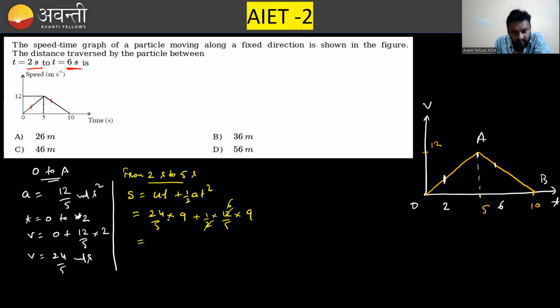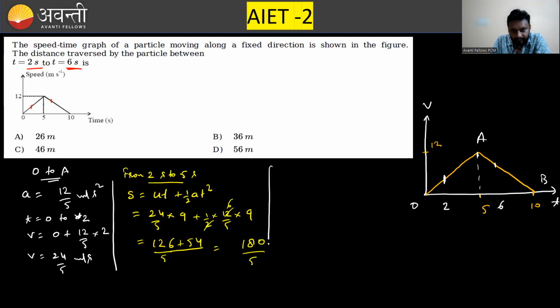So if you can simplify it, that will be 126 by 5 plus 54 by 5. You can take the LCM and you will get this answer. So this answer will be 180 by 5, if I am not wrong. You can divide it as well. So total distance from 2 second to 5 second is this one. Clear?